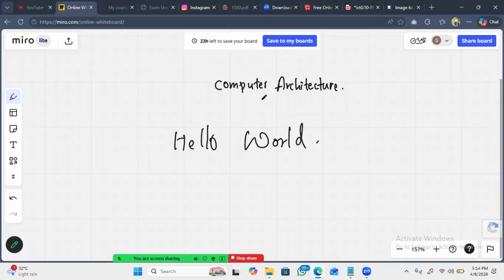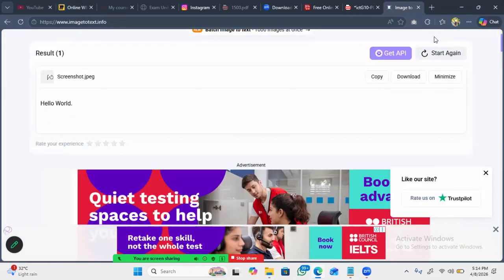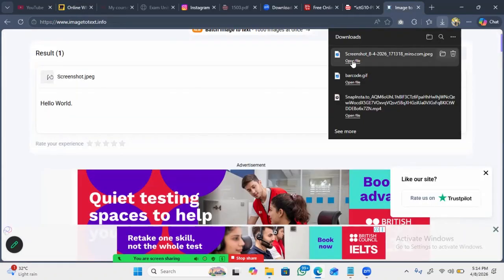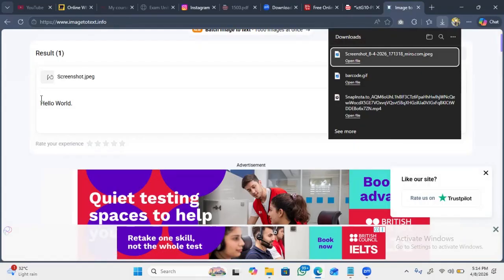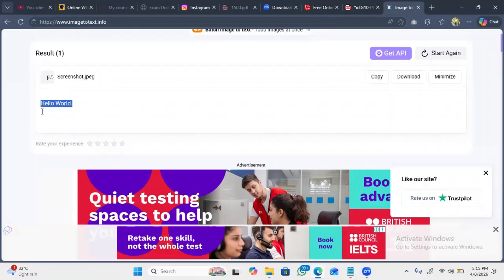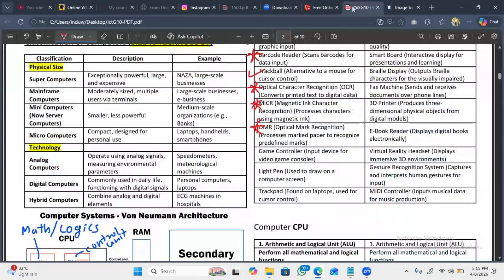I wrote it with my pen here and I took the image. This is my image. See, this is the image file, JPEG. See, kids, it's an image. I cannot edit it. But when I put it through OCR technology, see, I can edit it now. I can write it, rewrite it, edit it. That is OCR technology. Hope you have a clear idea now.